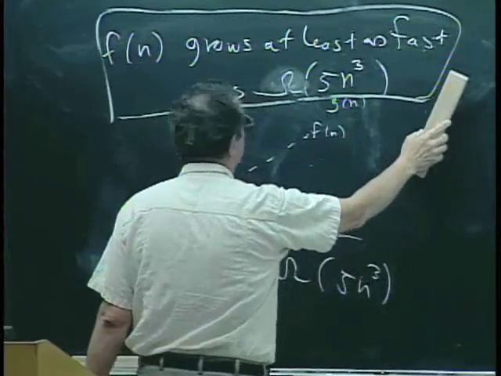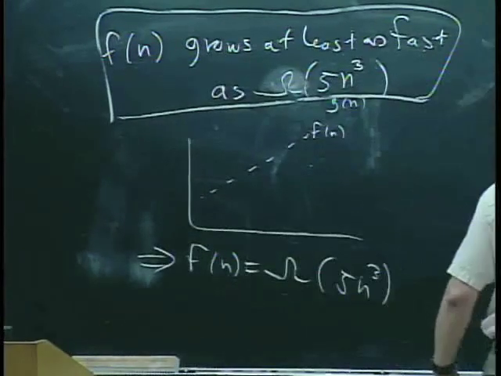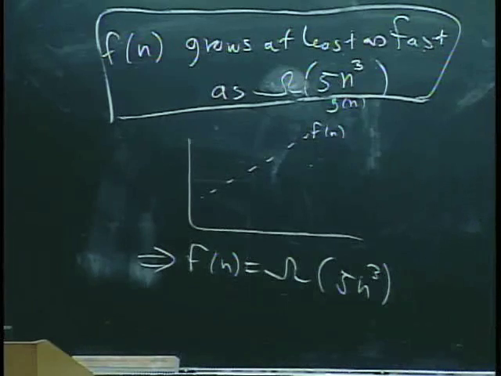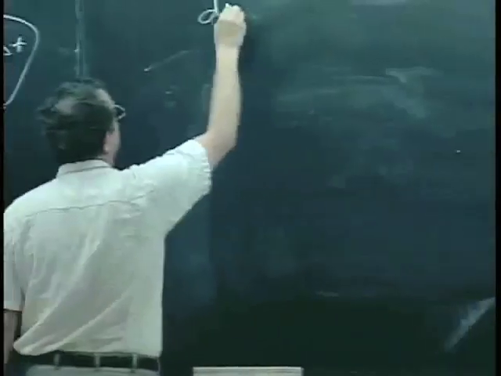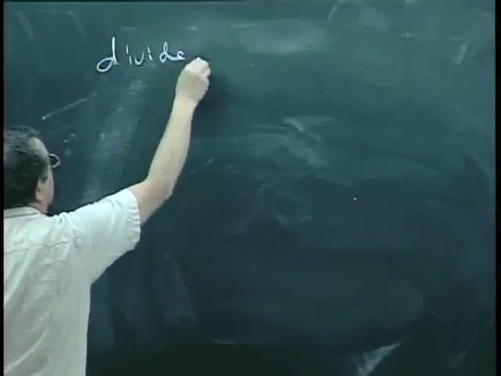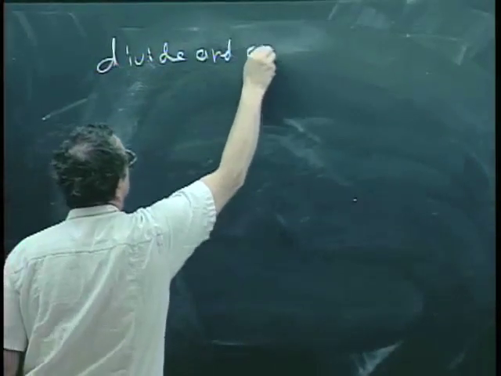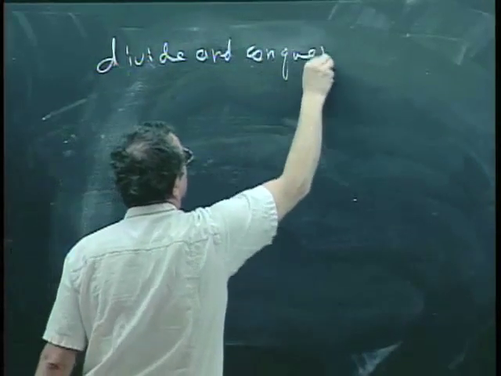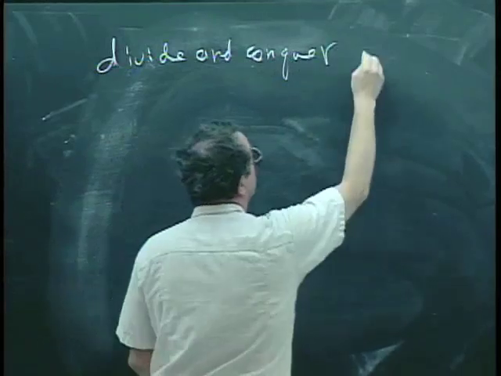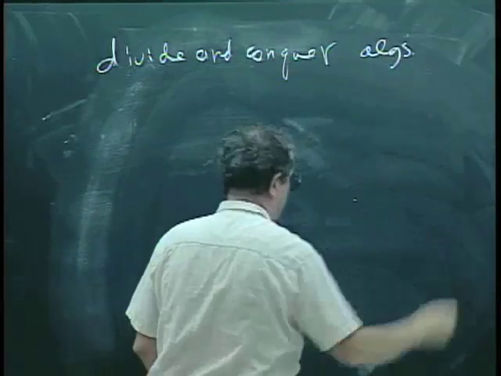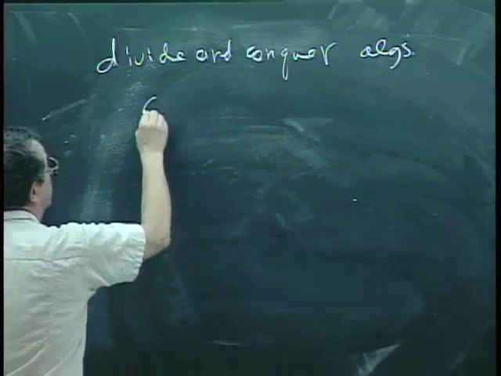All right, so now I want to start looking at some actual algorithms and doing some actual analysis. The kind of algorithms that we're going to be looking at are divide and conquer, and analysis by recurrence relations.